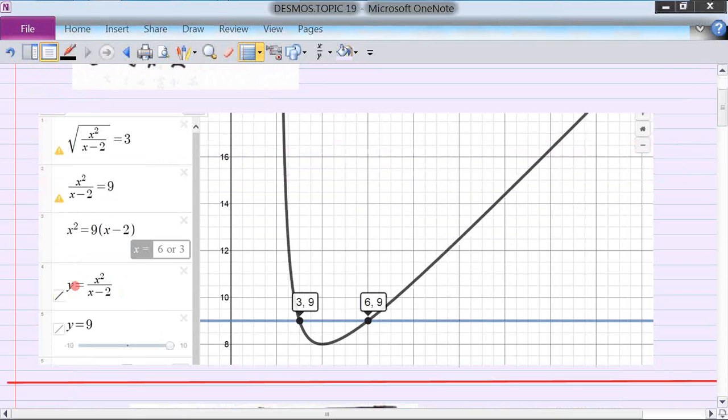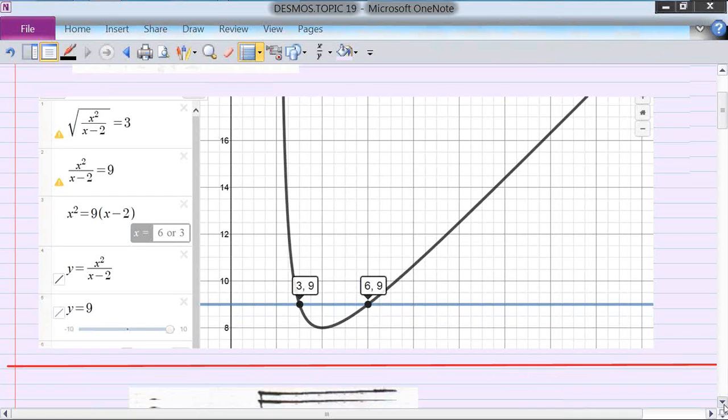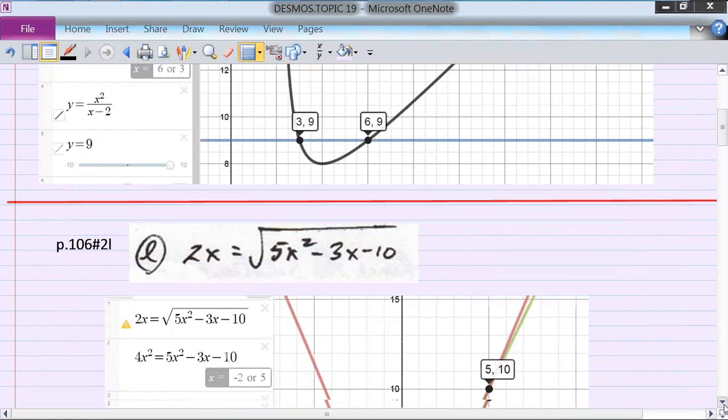Now, I can also get the solution graphically if I plot y equals x squared over x minus 2. And that is this graph right here. And then I look for the intersection with y equals 9. Here's y equals 9. And I get the values x equals 6 or 3. So same as what I got by calculation algebraically. So I've got 6 or 3. I've got it one way and I've got it another way. We go on to the next problem.